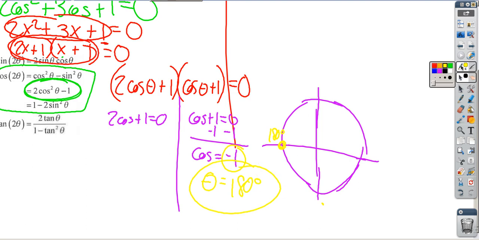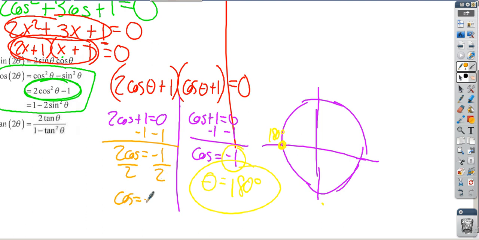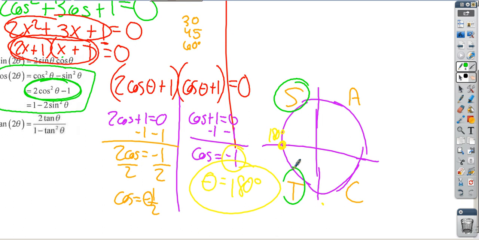Let's solve the other side now. If we subtract 1 from here, we get 2 cosine is equal to negative 1. Divide by 2, that means cosine is negative 1/2. And that's one of those special angles, the 30, 45, 60 angles. The one that has a cosine of 1/2 turns out to be 60 degrees. Sine of 30 is 1/2, cosine of 60 is 1/2. So it's 60 degrees, but it's 60 degrees where cosine is negative, because this is a negative 1/2. So we need 60-degree reference angles in the two quadrants where cosine is negative, and those two quadrants are this one and this one.